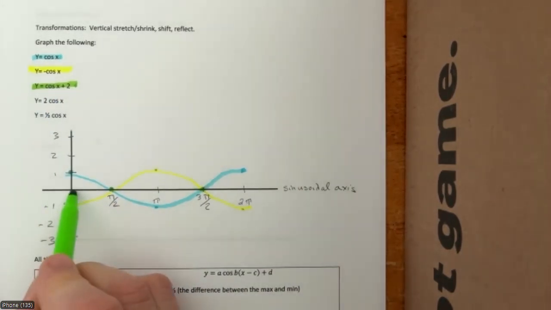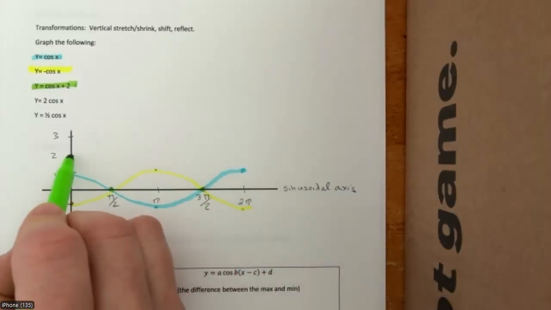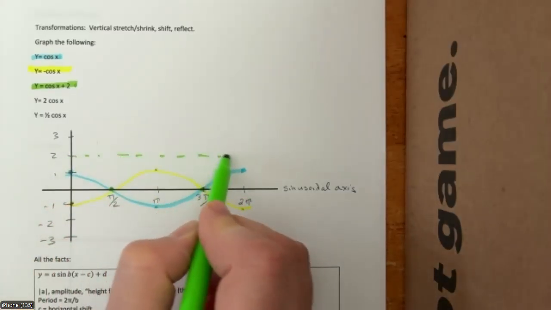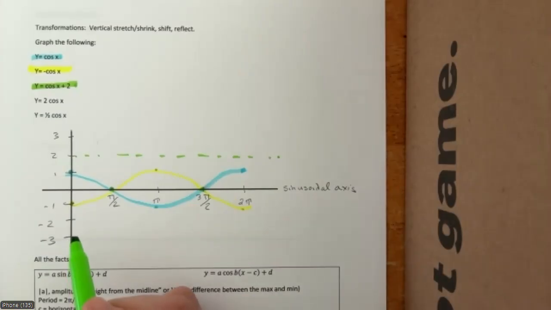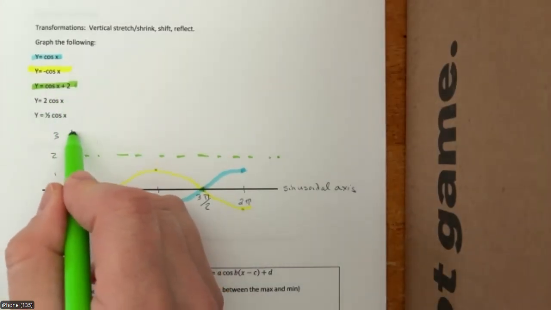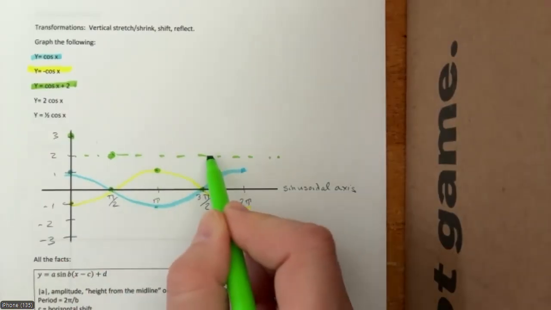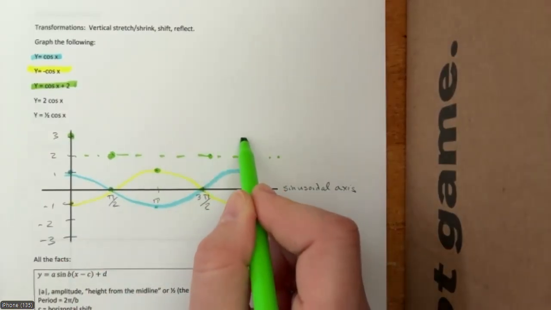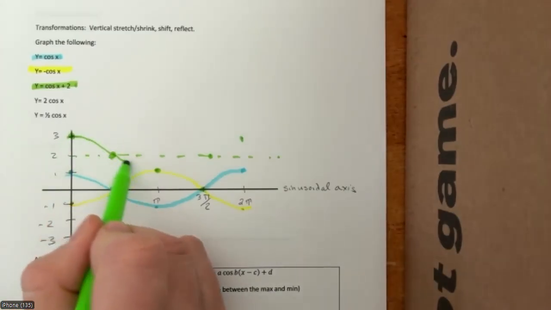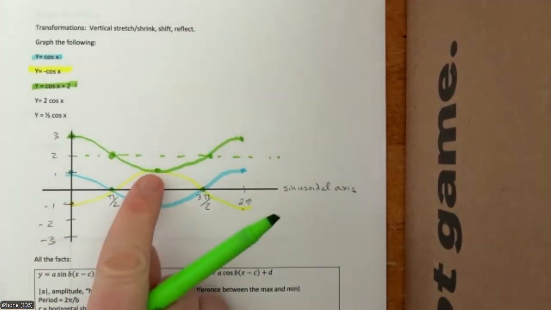On the parent graphs, the sinusoidal axis, the axis of symmetry, is at y equals 0. So this is going to move up to 2. And nothing else has changed on this. So I'm going to start at a peak, midline, valley, midline, peak, and then we connect them. Hopefully you can see that the green is shifted up from the blue.